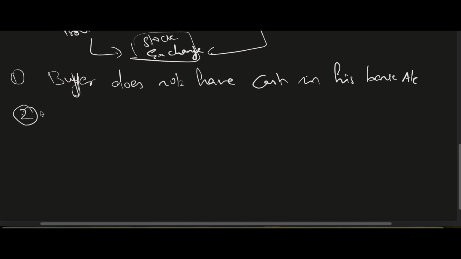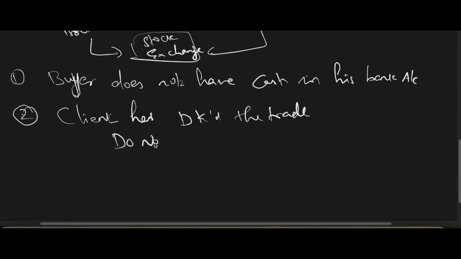Then the second one: imagine the client has DK'd the trade. DK means don't know. So the client said, I don't know what this trade is all about.